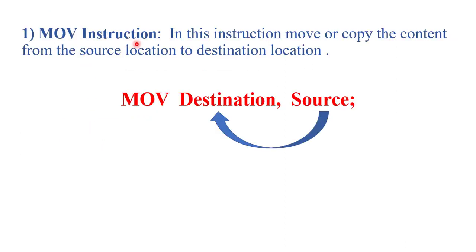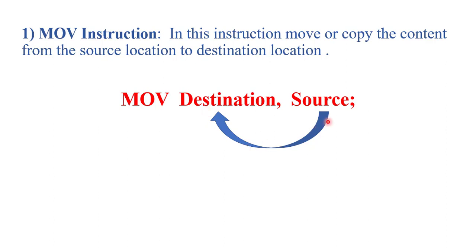First is the move instruction. In case of the move instruction, we move or copy the content of the source location to the destination location. This is the syntax of the move instruction. This is the opcode, that is MOV for move instruction, and this is the operand. In any instruction, the destination is mentioned first and then the source. So this is the destination location and this is the source location. In this instruction, we move data from the source location to the destination location.